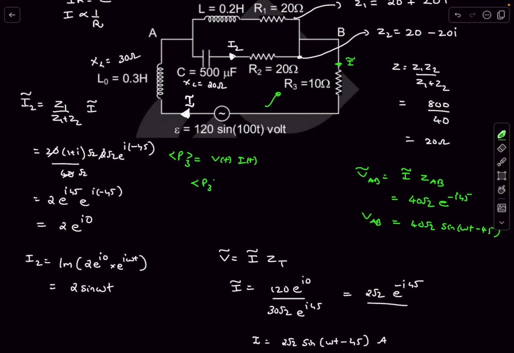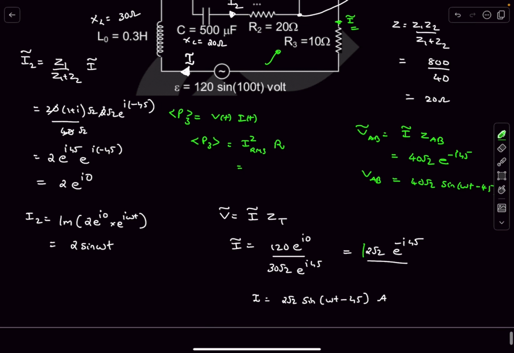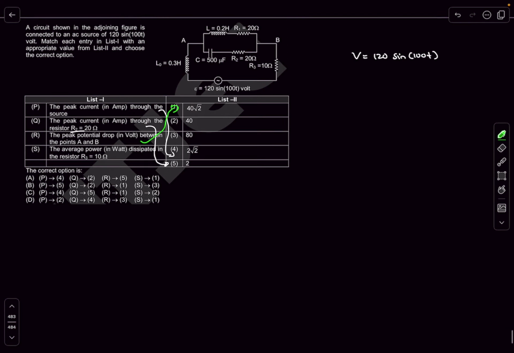The average power across R3, which is basically the power across one complete cycle, comes out to be the RMS current squared times the resistance. So in this case, we know the current that is flowing through it, right? It is I tilde. So the magnitude of the current is 2 root 2, right? So if you divide by root 2, you'll get the RMS current, that'll be 2. So 2 squared will be 4. Resistance is 10, and this comes out to be 40 watts. So the average power dissipated is going to be 40 watts. So S matches with 2.